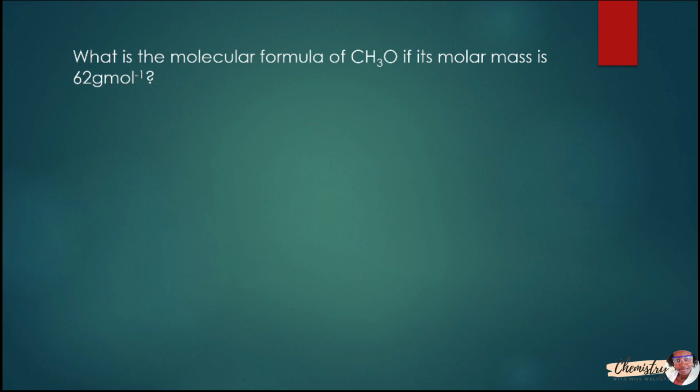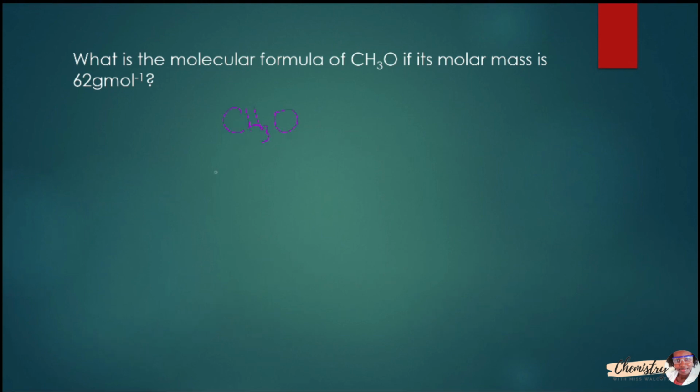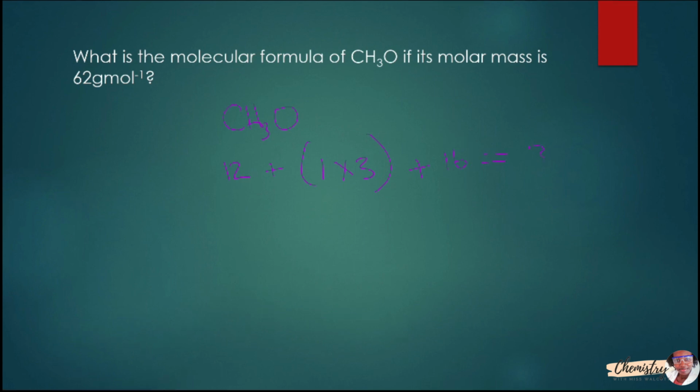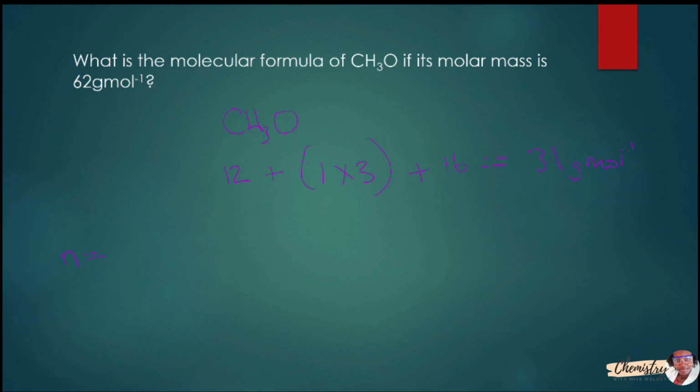Now to determine the molecular formula, we'll first find the molar mass of the empirical formula. To find the molar mass, we have to add the mass numbers for all the atoms in the compound. From our empirical formula, we have mass number of carbon 12, mass of hydrogen is 1, but we have 3, so we'll multiply that by 3, and the mass of oxygen is 16, so the empirical formula is 31 grams per mole.